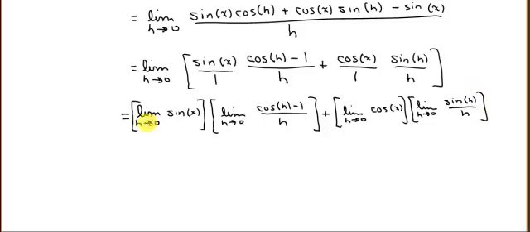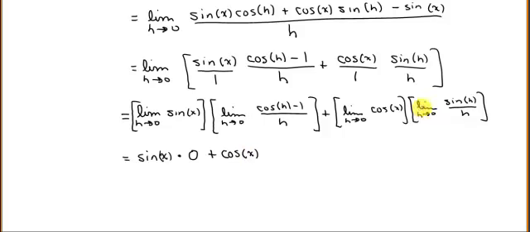Now this first limit, well, h is approaching 0, but sine of x does not depend at all on h, so sine of x doesn't change as h approaches 0. So this limit is simply sine of x. The second limit, the limit as h approaches 0 of cosine of h minus 1 over h, is one of the limits that we wanted to recall, and that limit turned out to be 0. Plus, just like in the very first limit, this is the limit of cosine of x as h goes to 0. Cosine of x does not in any way depend on h, so this limit is simply cosine of x.